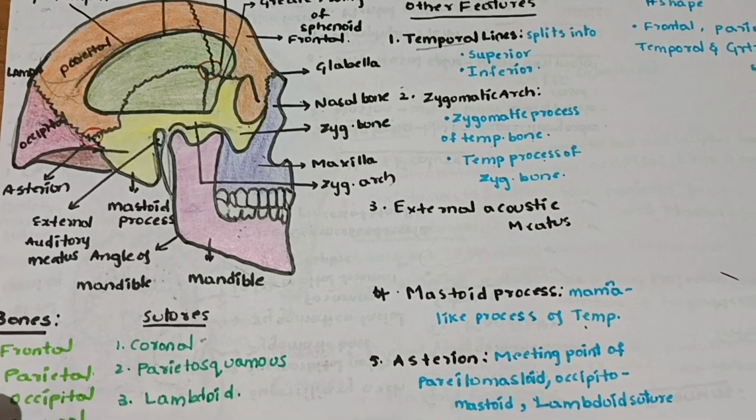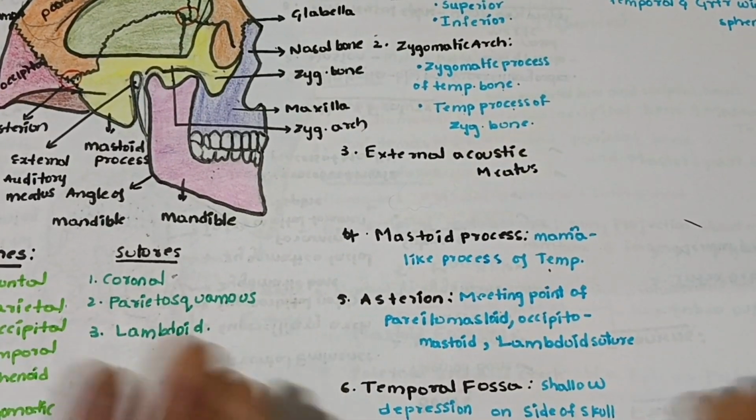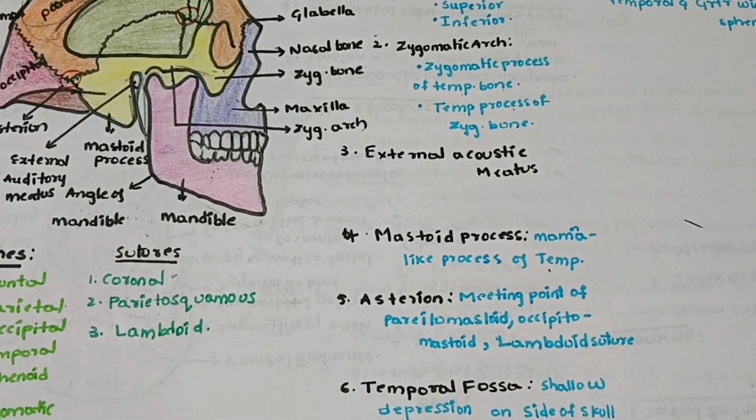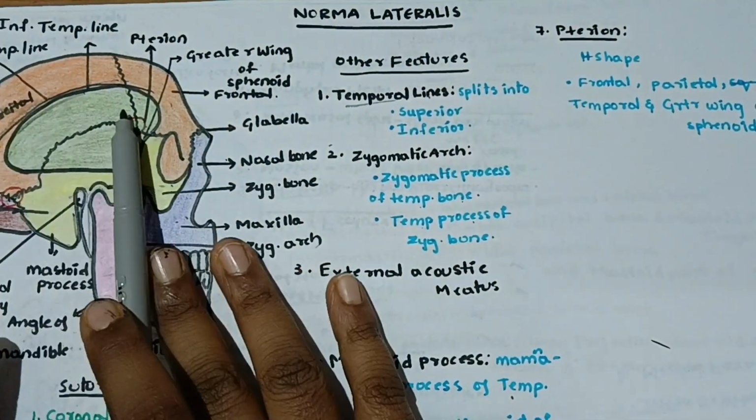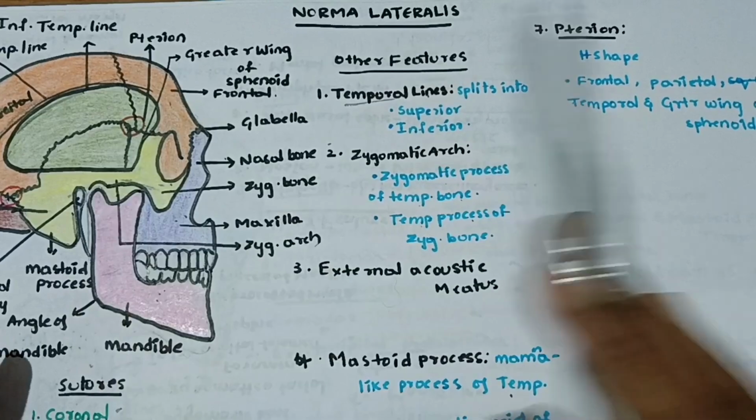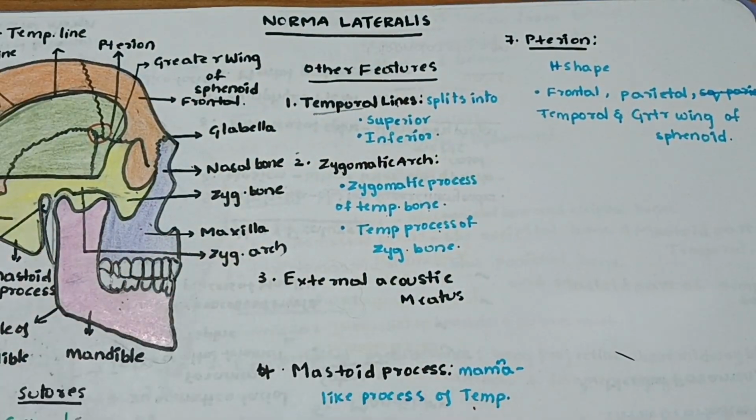Yes, now temporal fossa. It is a shallow-like depression that is seen on the temporal bone, that we can appreciate from the lateral side. It is presented in the lateral aspect. Here somewhere it is presented. It is a shallow depression.